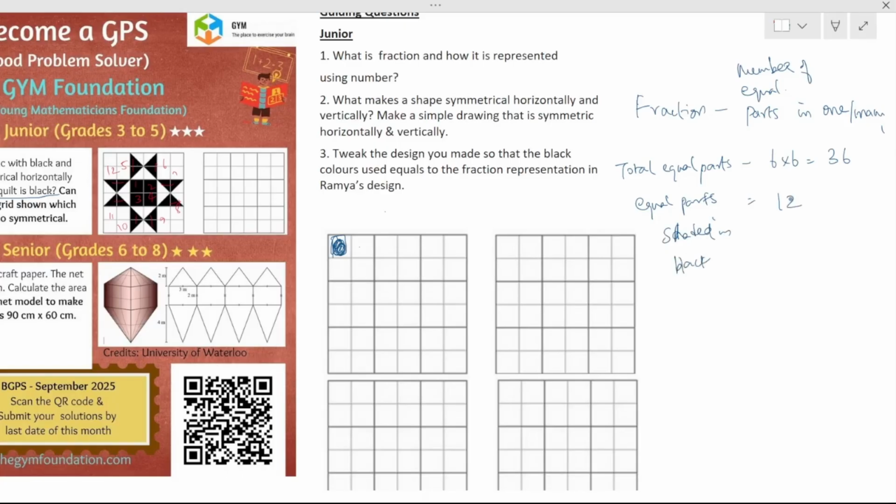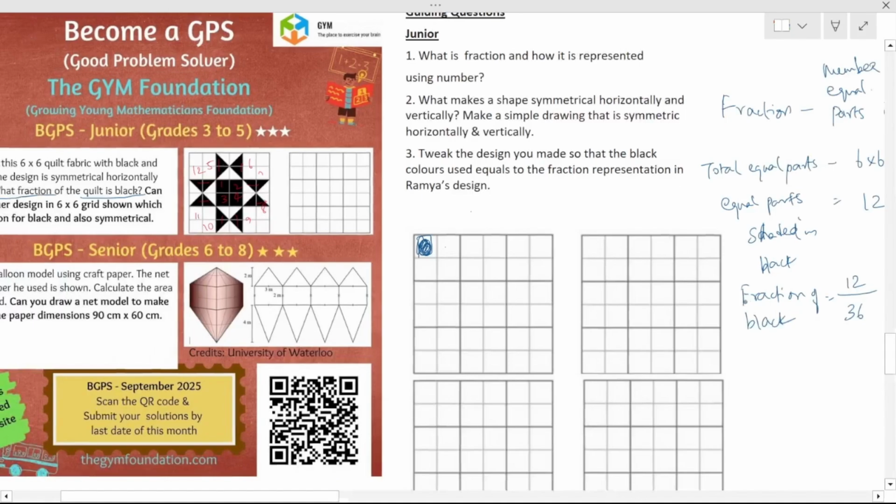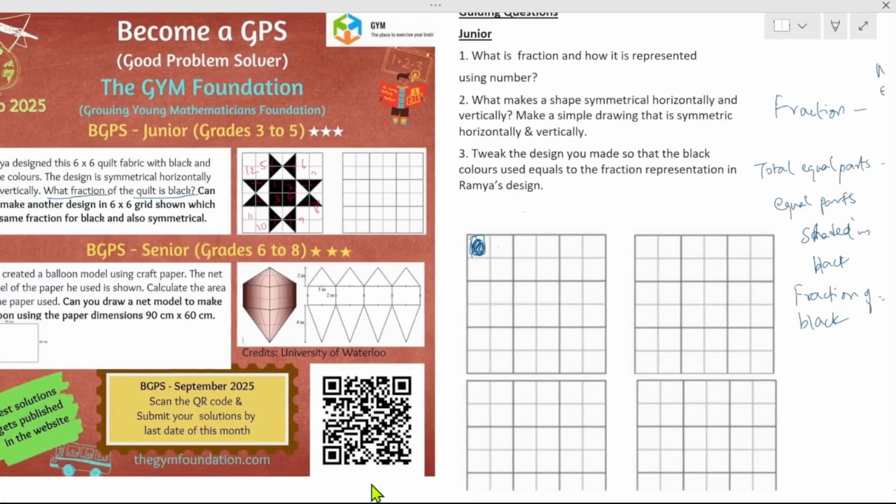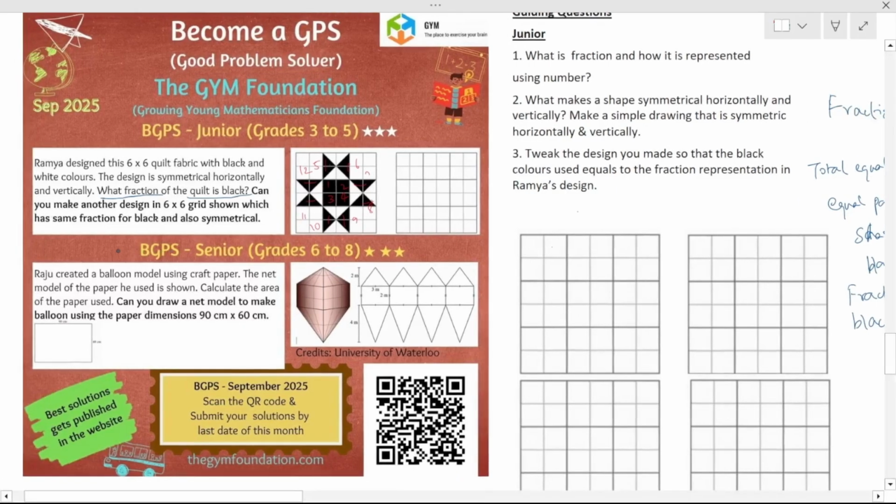So how do you write a fraction? There are 36 equal parts in total, and out of them 12 are shaded in black. So the fraction representation of the black is 12 by 36. This is the answer for the first question. And the second question is what makes this an interesting creative design problem. It says, can you make another design which has the same fraction for black, and not only that, it should also be symmetrical horizontally and vertically.